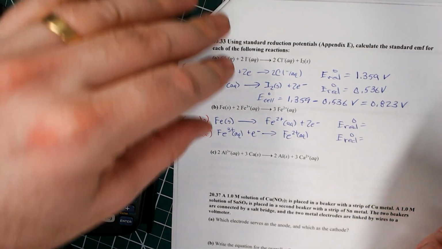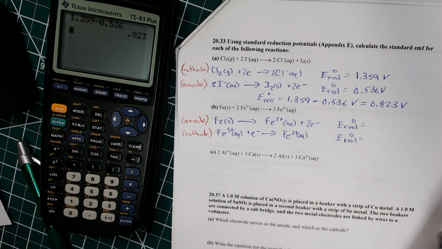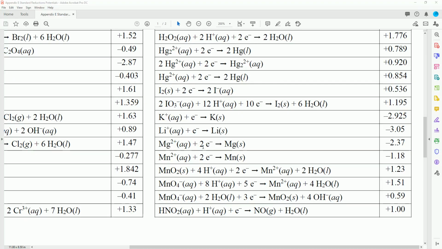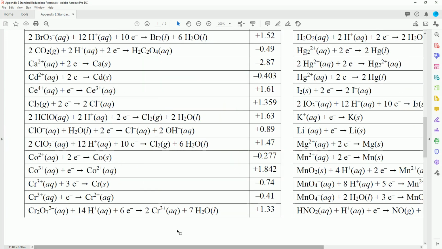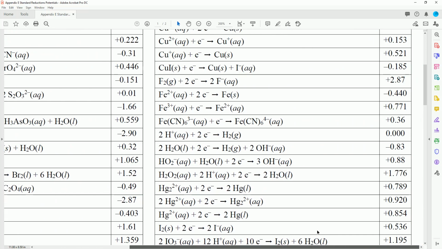So that one is our cathode. All right, so we need to go look up these values for iron. Fortunately, they're going to be right next to each other. And let's see. So there's the iron. Scoot over. So we have iron 2 plus 2 electrons, because that one's negative.